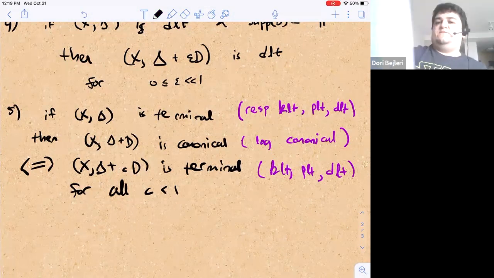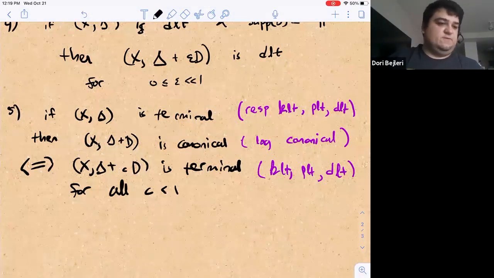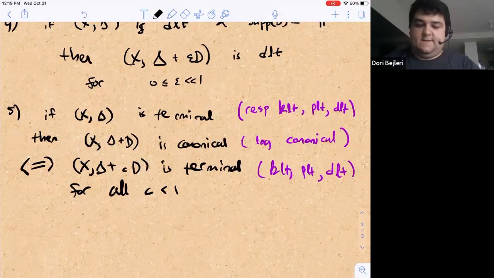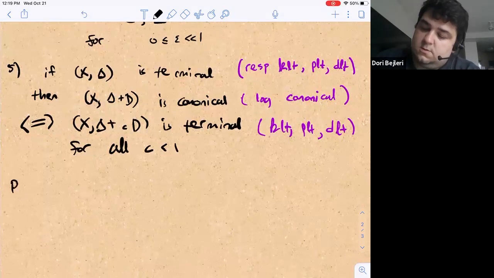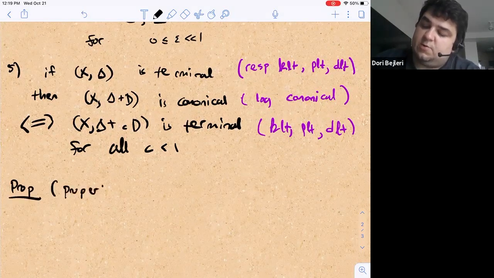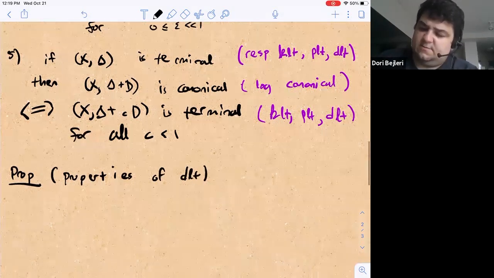Okay, a few more propositions and definitions before I can do a bunch of examples. So here are two properties of DLT, and I waited till after the continuity results to state them because they really use the continuity results, even though I won't write down the proofs in full detail.